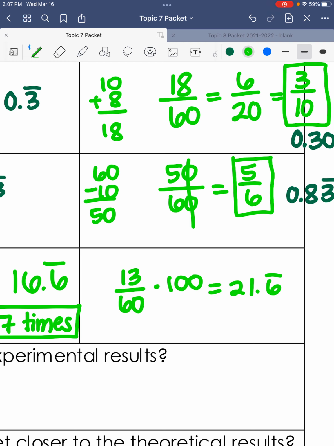Now, like I said before, I can't have a partial roll, right? So I can't have a 0.6. And because that is a 6 and it's bigger than 5, I'm going to round up. So about how many times based on the experiment would I expect to roll a 3? I'm going to round this up to say about 22 times.